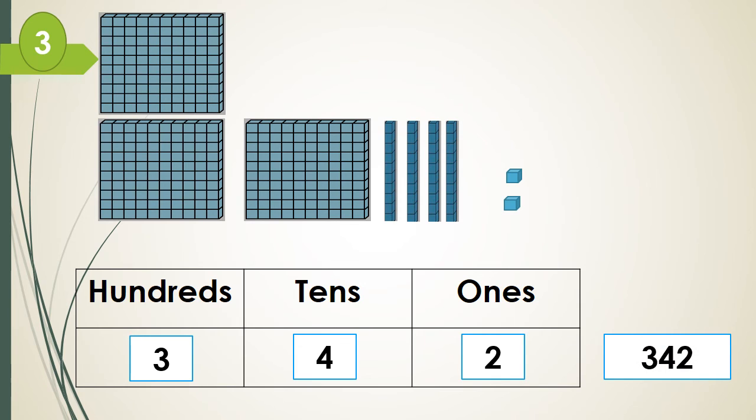But how can you read it? 3 hundreds alone, and tens and ones together. Tens and ones, I have 42. So the number is 342.